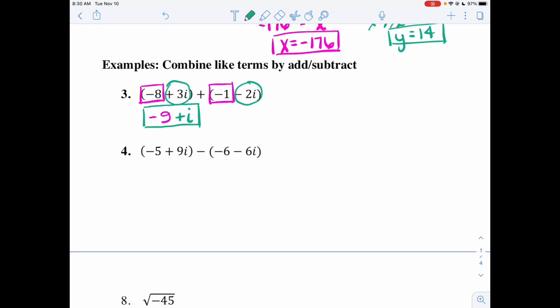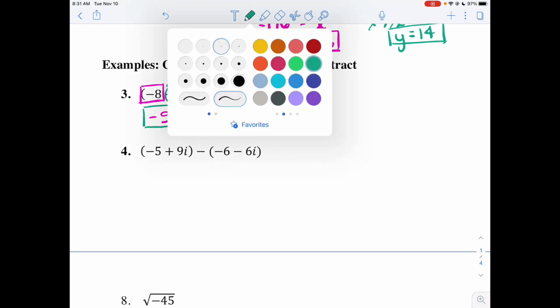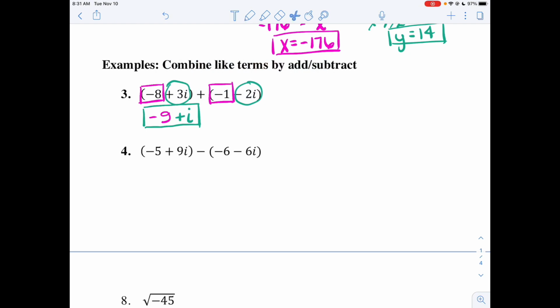Let's look at number 4. Now, the very first thing that I notice is that I am not adding these, I'm subtracting these. So anytime we have a subtraction symbol on the outside of parentheses, that means that we need to distribute it to each term in the parentheses. So I'm going to do that first before I even think about combining like terms. So I'm going to take this negative sign and distribute it to both of these so that I'm getting rid of the subtraction right up front.